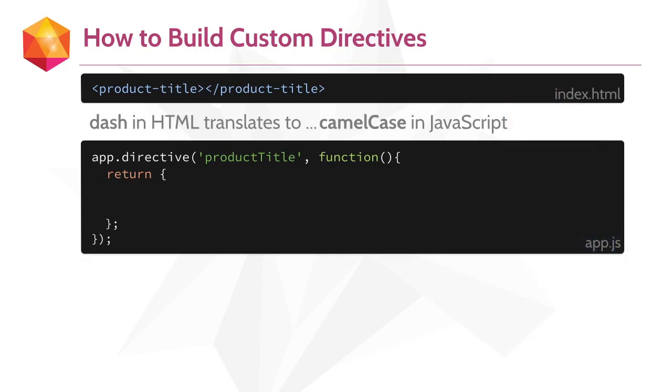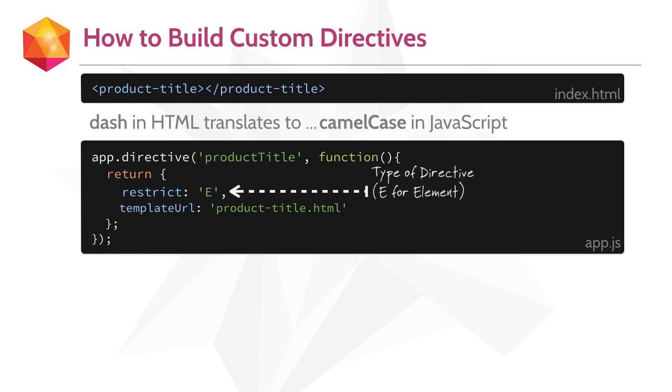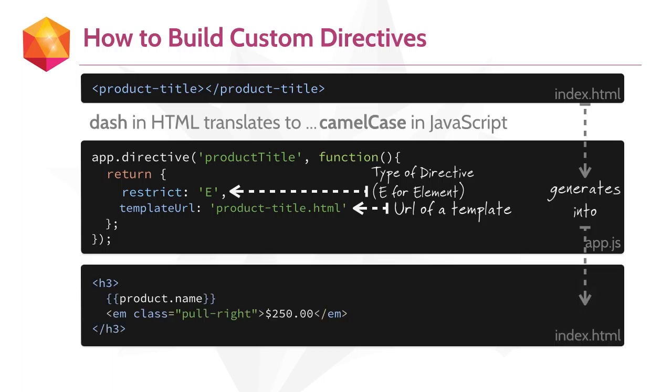We'll want to declare two configuration options for this directive. The first is restrict E. This is where we specify the type of directive. In this case, E stands for element, since we're declaring a new HTML element. Then we'll specify the URL of a template we want this directive to load into the page. In this case, just product-title.html. Then, when we use this directive, it'll simply render out the template into our index.html.